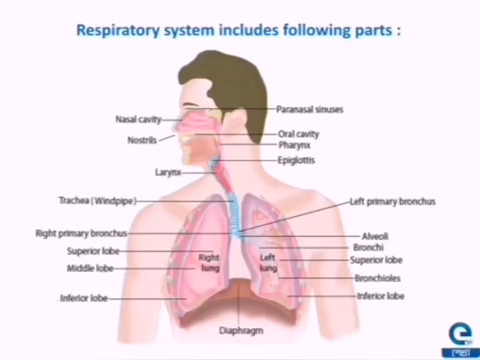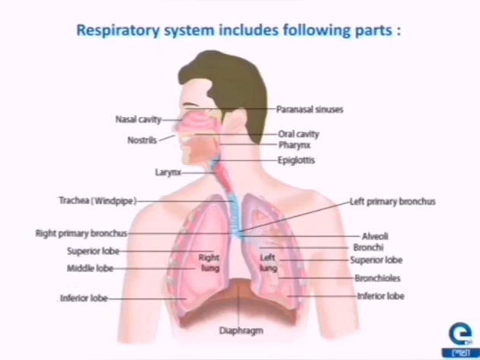The first one starts with the nostril, next coming to the nasal cavity. Next one is the paranasal sinus. Another one is the oral cavity. Next one is the pharynx, and then it comes to the epiglottis. Now coming to the lower portion, the first part is the trachea or windpipe.